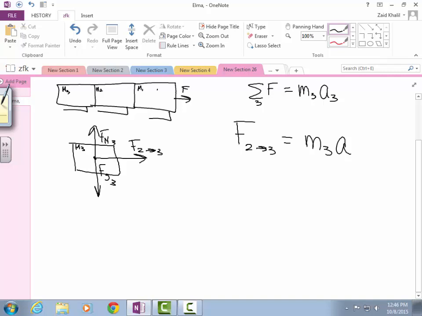Okay? So now let's do a free body diagram. Let me check something real quick. Oh, okay, but before we do this, what can we do? We can find A in terms of F. Why? Because if you look at this, what is F pulling on? M1, M2, and M3. That's right. So we can actually take all this and make it a blob. And F, we do a free body diagram on the blob.